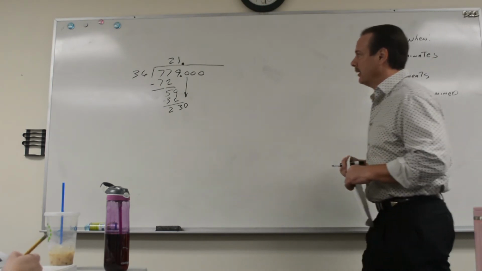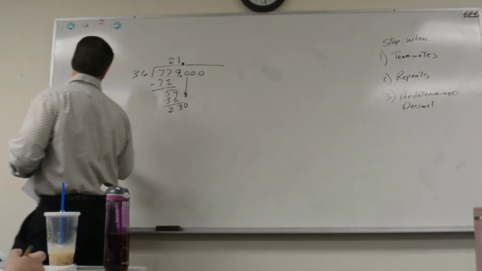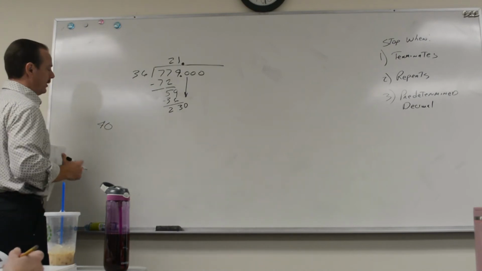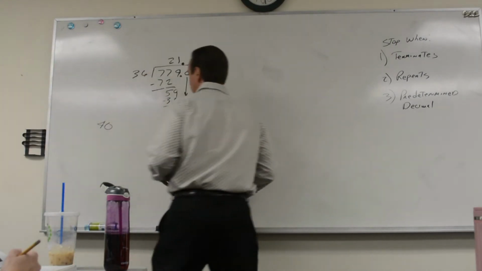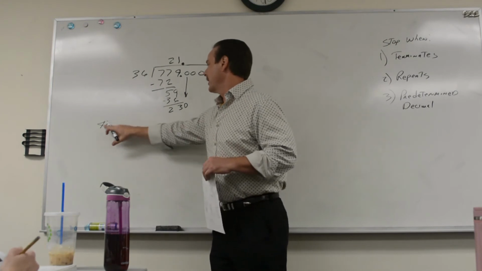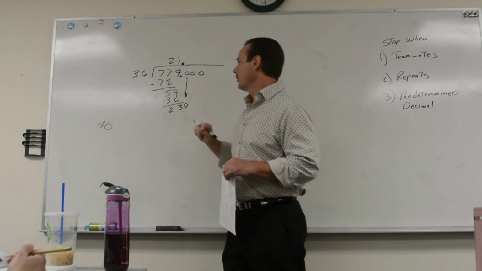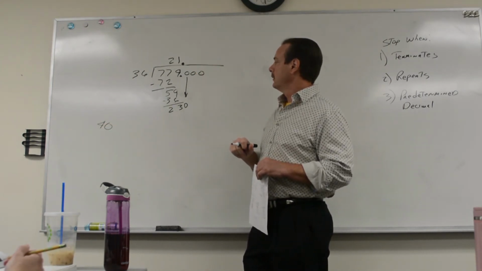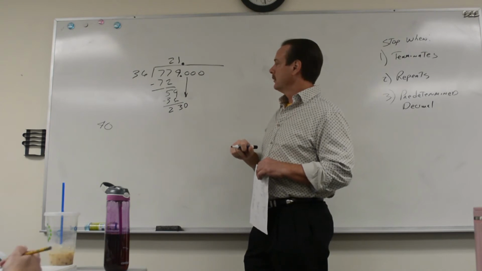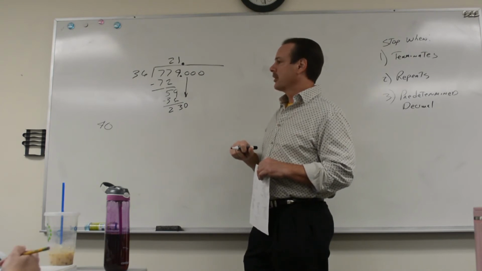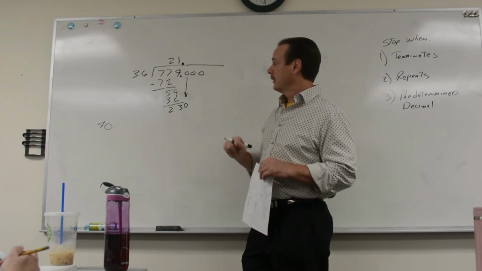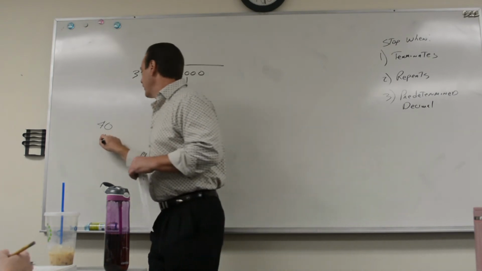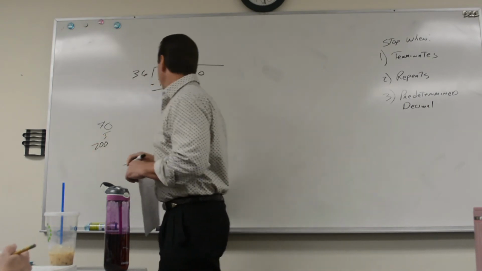Here's a way of estimating. 36 is close to 40, right? We're going to say 40. I'm going to look at the 4 and say, how many times does 4 go into 23? 5, because if we did 5 times 40, it's going to be 200. So let's say 5 here.